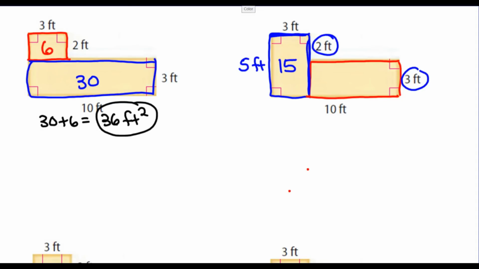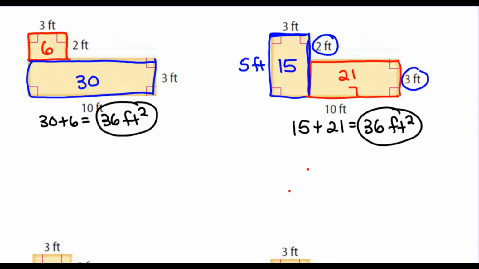And then be careful, because a lot of people would be tempted to do 10 times 3 again for this one, but this actually isn't 10. This is 10 less 3. So this is actually 7 feet, 7 by 3. So this gives me an area of 21 square feet inside the red rectangle, for a total area of 15 plus 21, which is 36 square feet. Notice we get this exact same area.